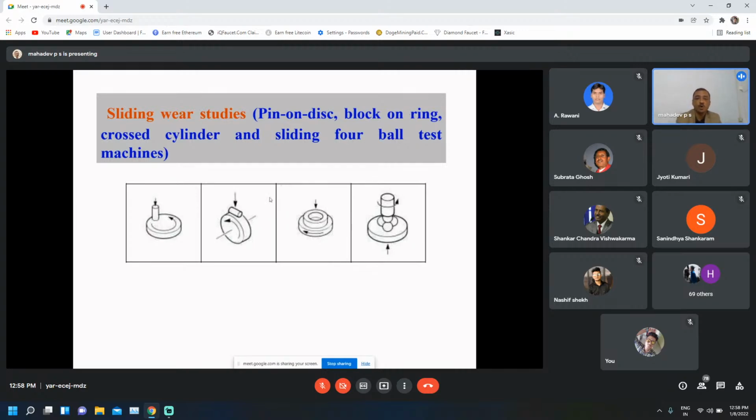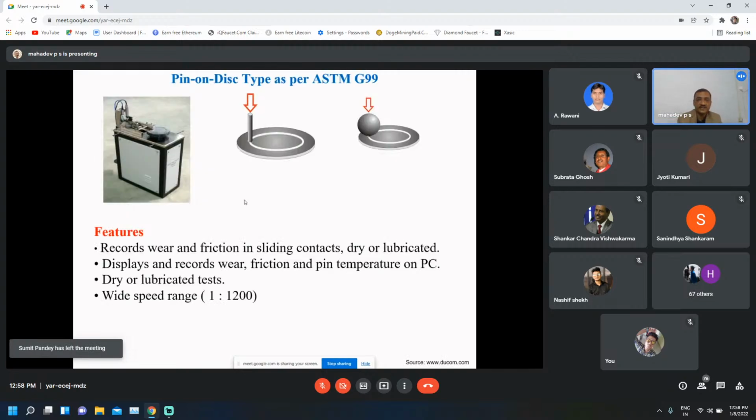The second one is block on ring test and sliding 4-ball test. All these can be used for sliding wear tests. So you can see pin on disc type as per ASTM G99 standards. As I told, a pin is fixed in position in a lever or in a holder, and a counterface is made to rotate at some speed for a particular duration of time.